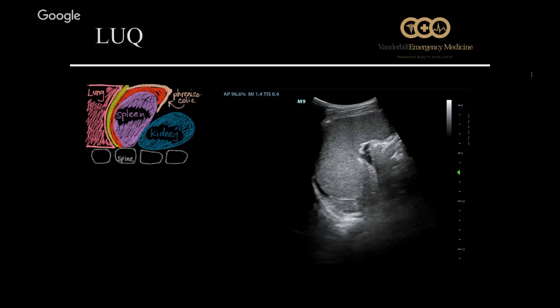Here's a still shot. Have a great view of the spleen here, and then just a little bit of free fluid between the spleen and the diaphragm at the bottom left portion of this image, and that represents a positive FAST exam. So I know when I was first learning this, I was scanning between the spleen and the kidney, and I may have missed a few.